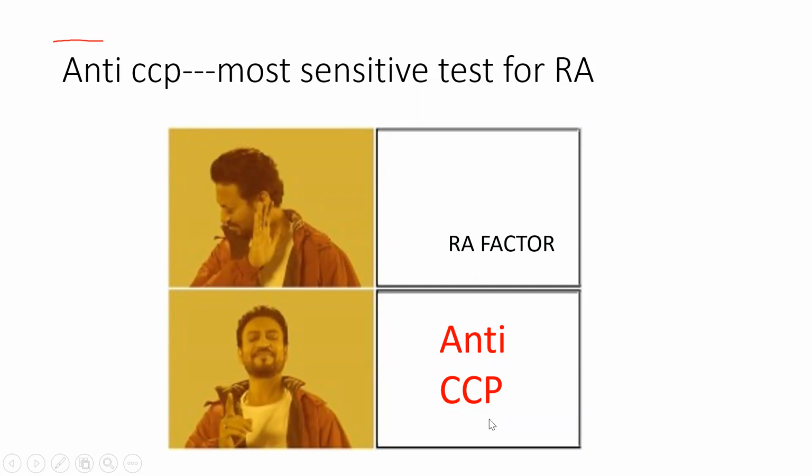So if any patient comes in OPD with hand deformity and all that, you don't send for RA factor, because it is only telling you the prognosis later ahead. You have to diagnose first. Is it RA or is it not RA? So you will send the patient for anti-CCP. So anti-CCP is the diagnosis of rheumatoid arthritis. Okay.